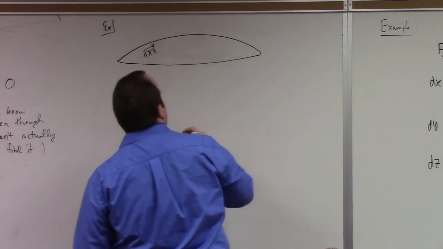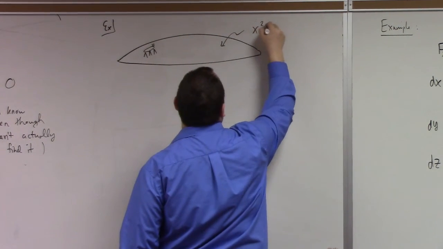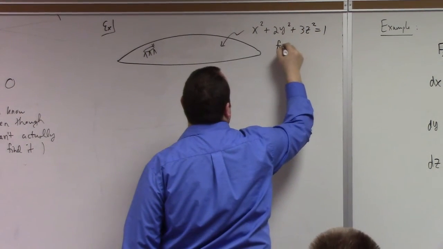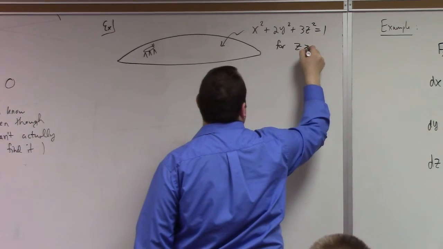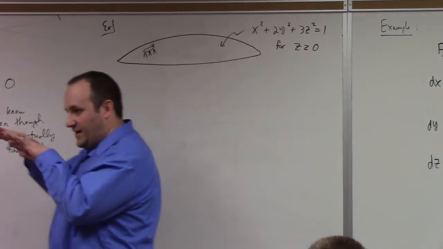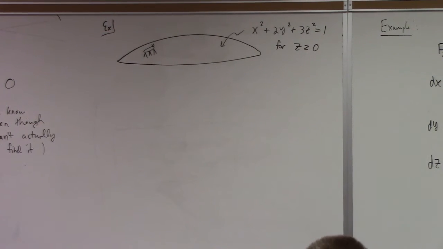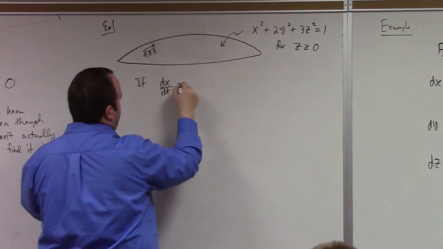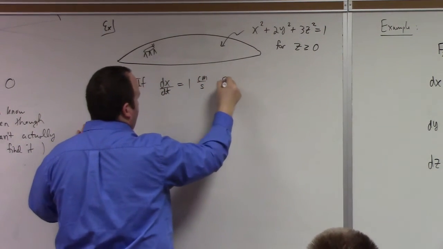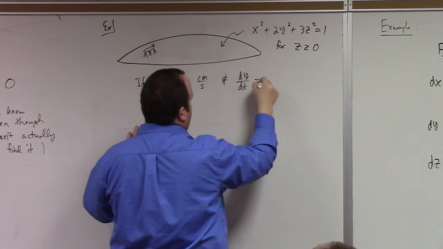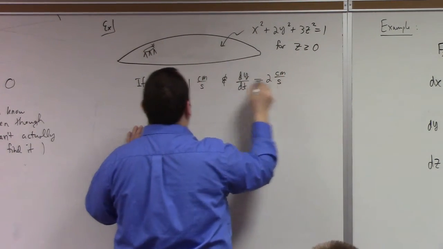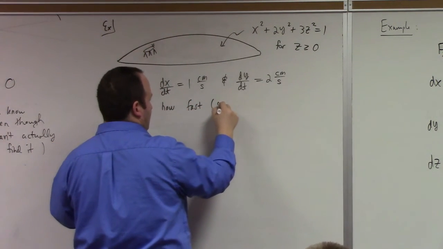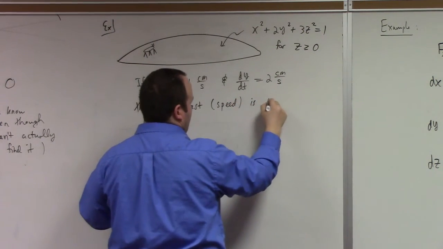Imagine that's an ant. And it's constrained to x squared plus 2y squared plus 3z squared equals 1 for z greater than or equal to 0. So it's stuck on the upper half of this ellipsoid, right? If dx/dt is equal to 1 centimeter per second, and dy/dt is equal to 2 centimeters per second, then how fast, in other words, the speed, is Mr. Ant walking?